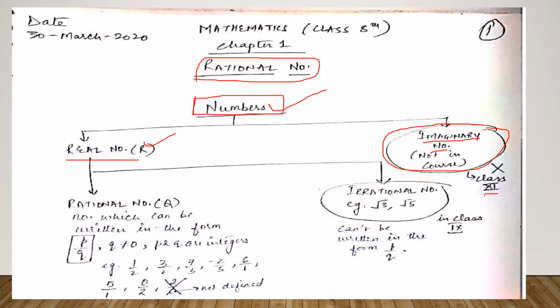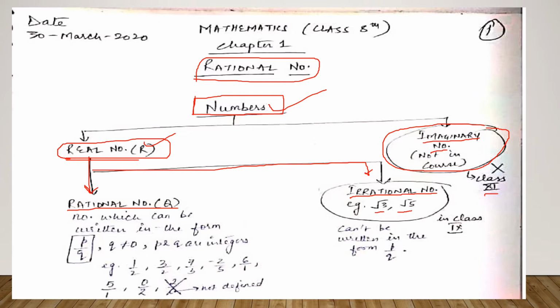Now, real numbers are the main numbers that we deal with from childhood. Real numbers are divided into more parts. The first one is rational numbers, denoted by capital Q, and the second is irrational numbers, like root 3 and root 5. Okay, first let's understand what a rational number is.